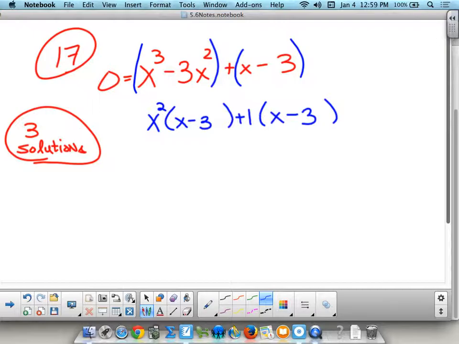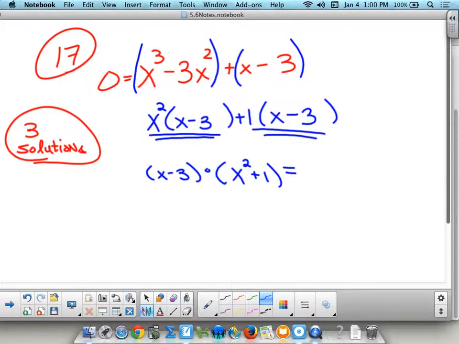Hey, if you can factor, do not do the p's over q's, or else you're kind of wasting your time. All right, what's the GCF when you look at this term versus this term? X minus 3 times x squared plus 1. Yes. Right? Now, guys, the first one's easy. x equals 3. This one, set it equal to 0. Quickly solve it.